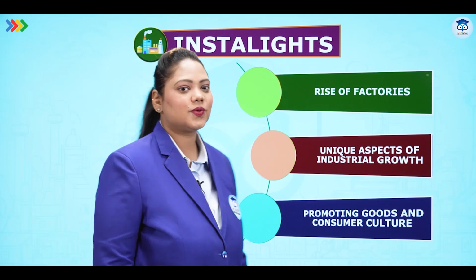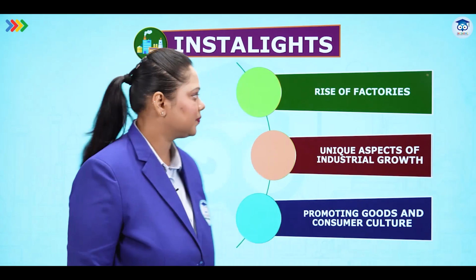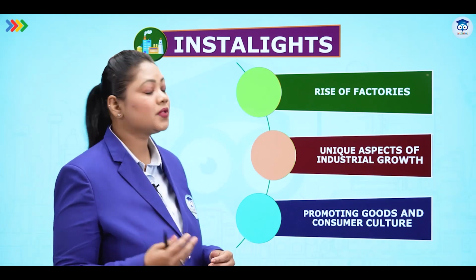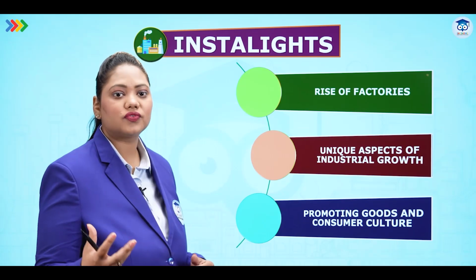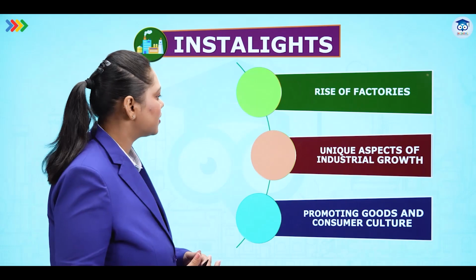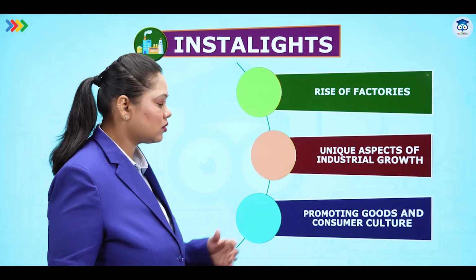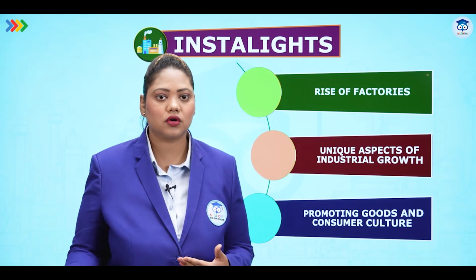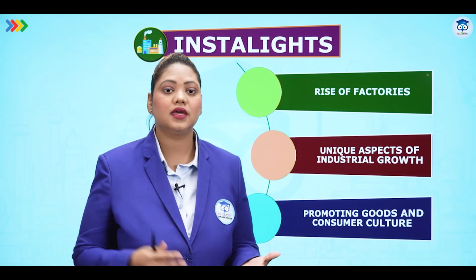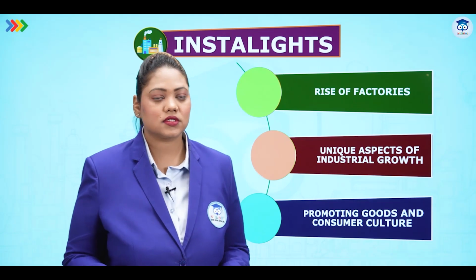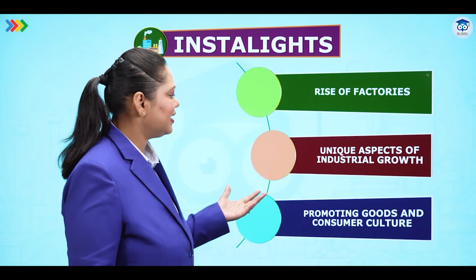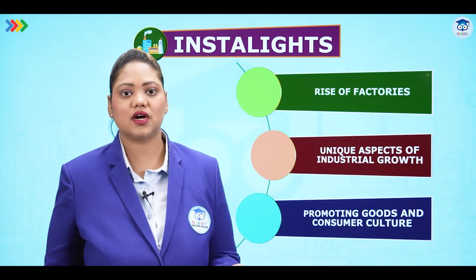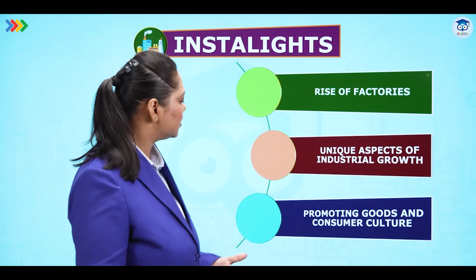Now, let's revise what we have done in this beautiful chapter. We've seen the rise of factories. We have seen the rise of industrial growth in India. We have also seen the plight of the workers that comes with factory increase. Unique aspects of industrial growth. So, unique aspects are that there has been positive industrial growth, mostly seen in the centers of Bombay, in Bengal, in the United Provinces. But we have also seen the negative part of industrial growth, which has led to hardships for the weavers, for the artisans and the industrial workers.